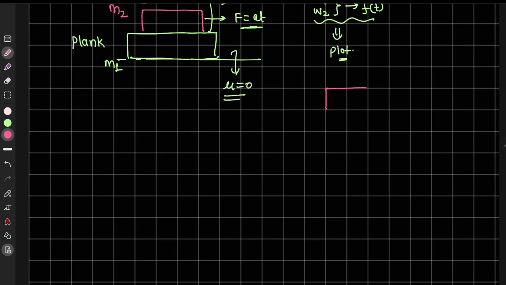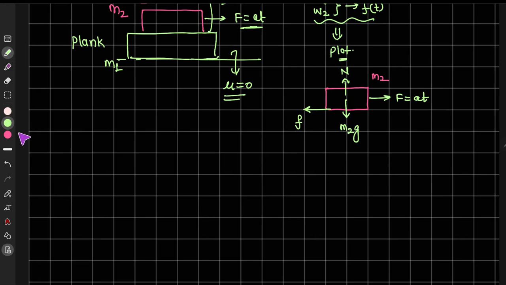So this is the bar of mass m2, and a force F equal to at is applied. In the downward direction we will have the gravitational force m2 g, and in the upward direction we will have the normal reaction from the plank, and let us say this is the friction, small f.